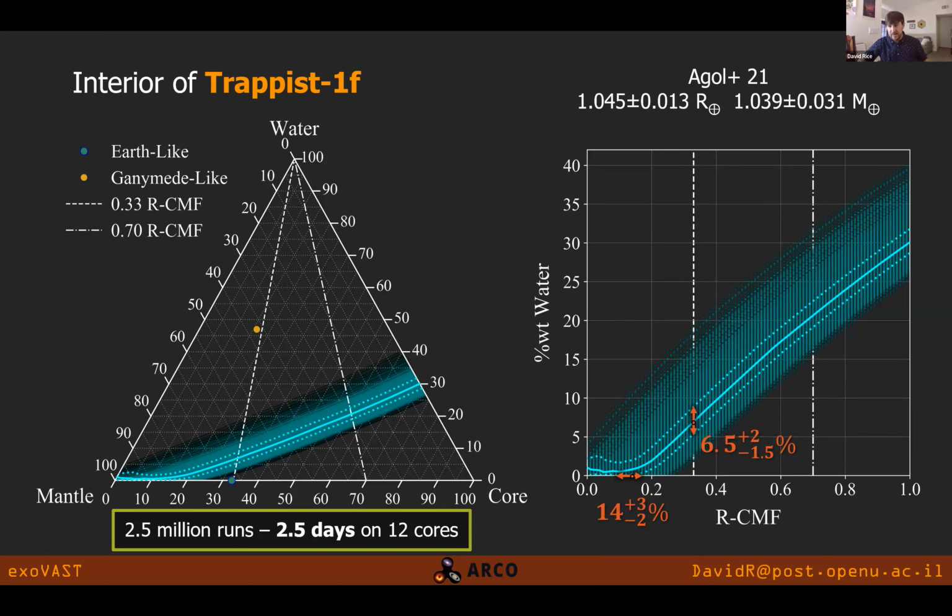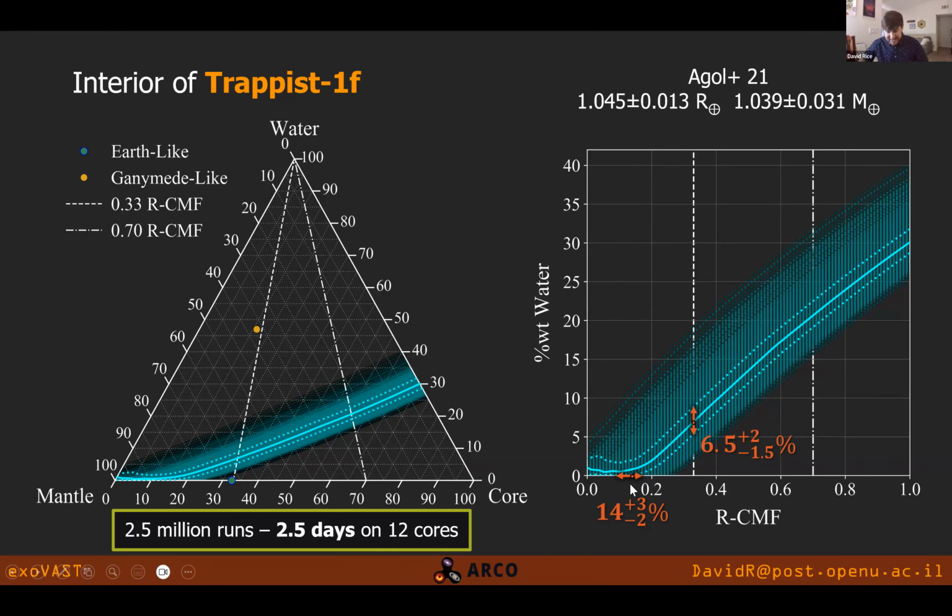We have the median here in light blue and the 1 sigmas in dashed lines. And we can pick out some planets on here. So if you're at an Earth-like RCMF, so Earth-like core to mantle ratio, then on average you would need about 6.5% of your weight in water. We can also ask, if TRAPPIST-1F is dry, if it has no water at all, then it means it has to have a small core. It needs only a 14% core mass fraction.